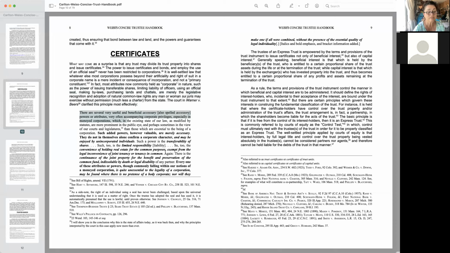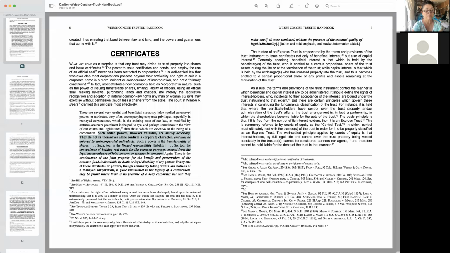You know how when you purchase property, you buy a house or something, and then they tell you that you're a joint tenant with your spouse. That's what they're saying right here. So we too can get real estate for the common purposes and exempt from the legal inconvenience of joint tenancy. Ooh, that's really good. That's going to help me.